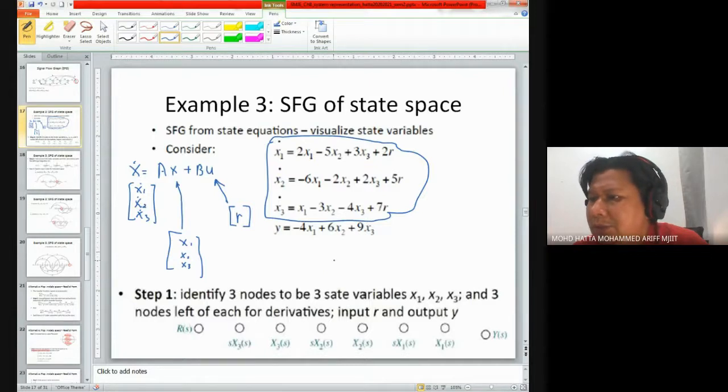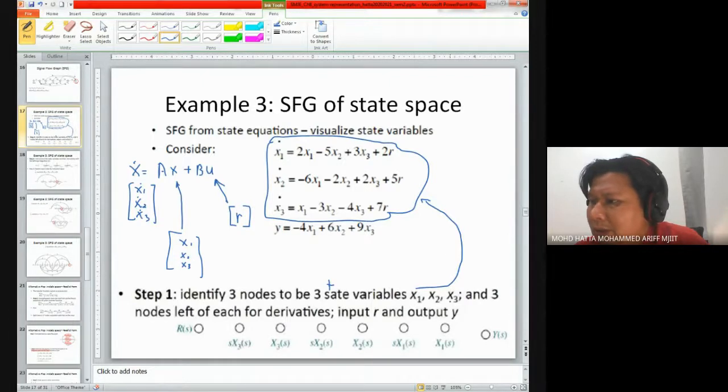But in this case, what we try to do is, from this equation, draw or sketch or construct the signal flow graph, or SFG. So that's the step of doing that. The first one, we need to identify three nodes to be three state variables, which are x1, x2, x3. And how do we know that we have three state variables? It is based on the equation that we see over here.